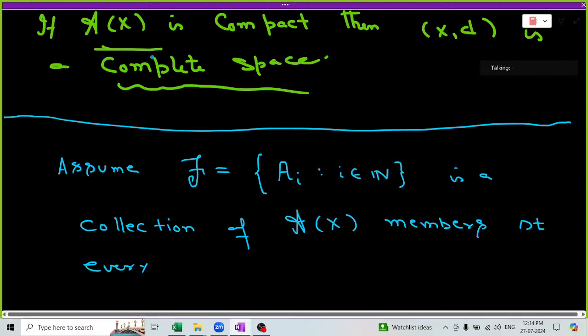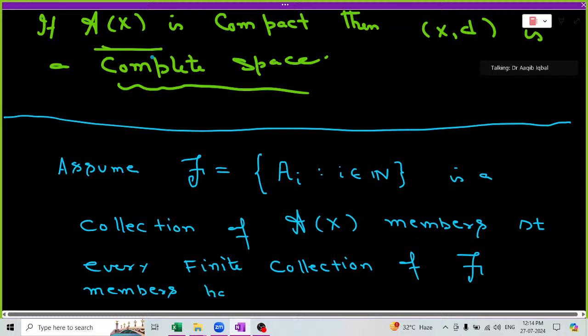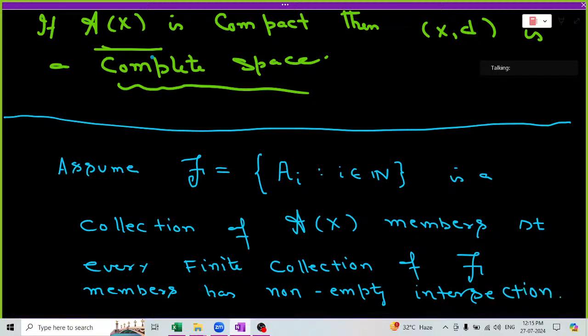every finite collection of fancy F members has non-empty intersection. Every finite collection, rather sub-collection of fancy F members has non-empty intersection. So we are assuming this.